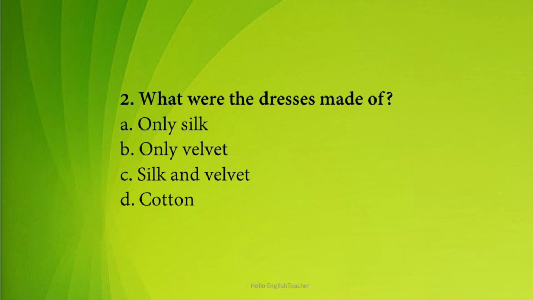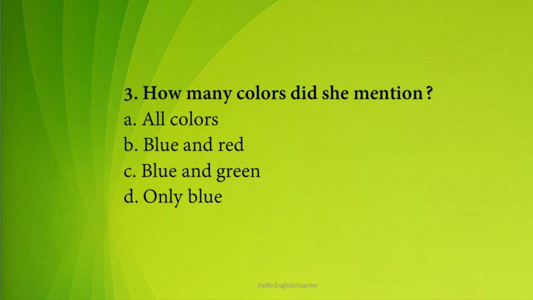So, what were the dresses made of? Only silk, only velvet, silk and velvet, cotton. So, she replied that all her clothes were made of both silk and velvet. So, question number 3. How many colors did she mention? All colors, blue and red, blue and green, or only blue? She had mentioned all colors. So, the answer is A, all colors of clothes.